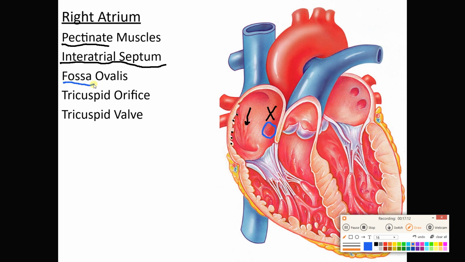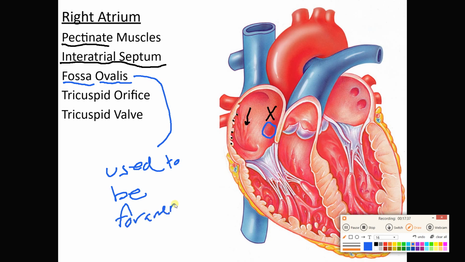Remember fossa from AMP1, were like depressions? So a fossa is a depression or a dent, and it's kind of roundish, so it's the fossa ovalis. This is the remnant of a hole. You used to have a hole in your heart between your atria. That hole was called the foramen, another word from AMP1, means hole. That hole was called the foramen ovale.